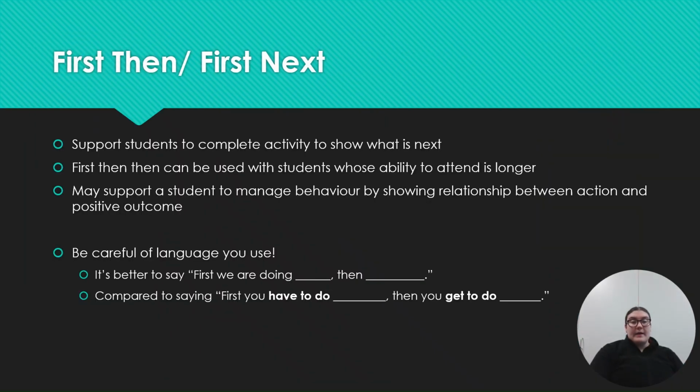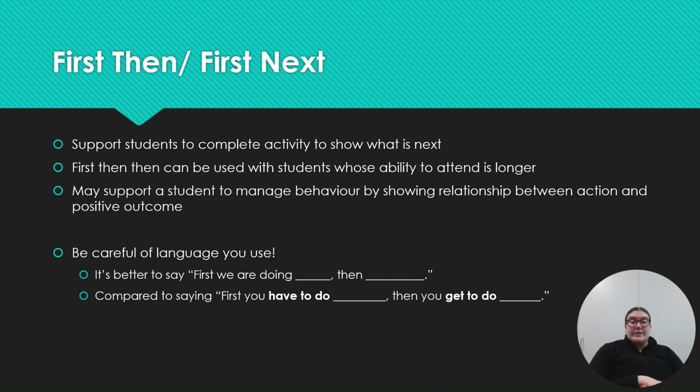Very similar to a visual schedule is our first then, or first next, and these support students to complete an activity, what they're doing right now and what they're going to be doing immediately after. So these can be thought of as a step down from a visual schedule, or they can be a tool in their own right.